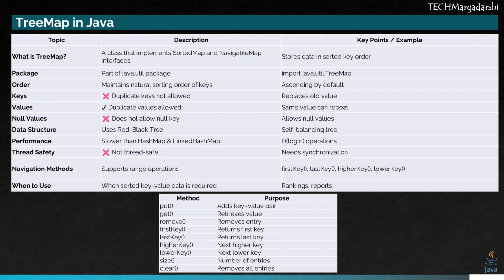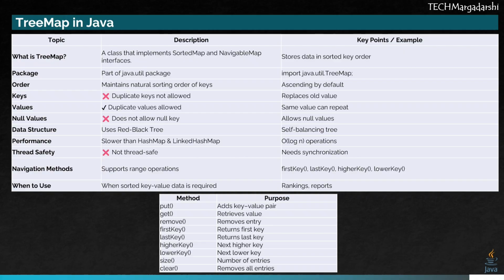If a duplicate key is added, the old value is replaced. It does not allow null keys because sorting requires comparison, but it allows null values. Internally, TreeMap uses a red-black tree, which is a self-balancing binary search tree. Because of this, operations like add, remove, and search take logarithmic time.